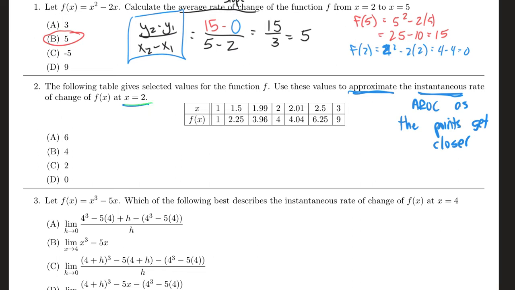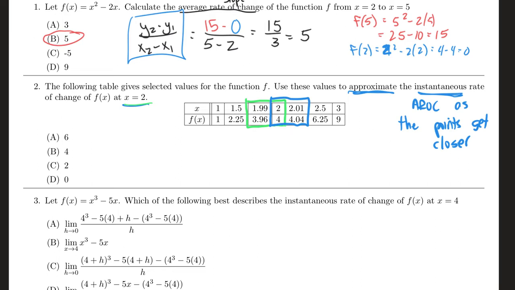There's actually two right ways you could do this problem. You could do the average rate of change from 2 and 1.99 because those are pretty close together. Or you could do the average rate of change from 2 and 0.01. Either one of those average rates of change should give you the right answer. I'm just going to do the first one.